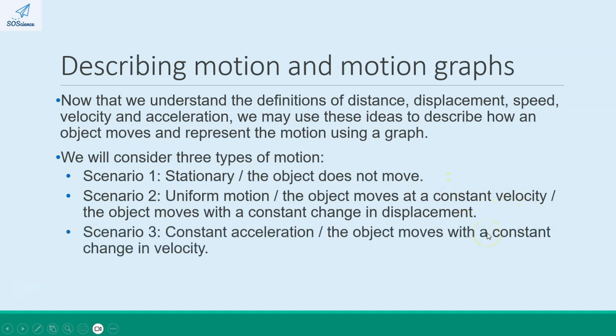And scenario 3 applies to constant acceleration. A constant acceleration means that the object moves with a constant change in velocity. So every second, the velocity will either speed up or slow down by the same amount.